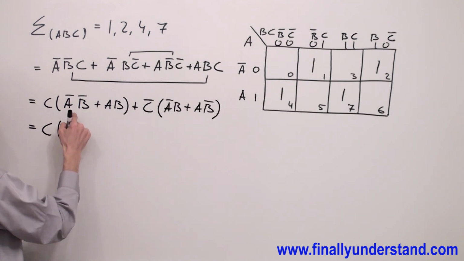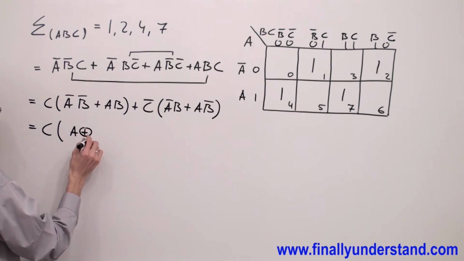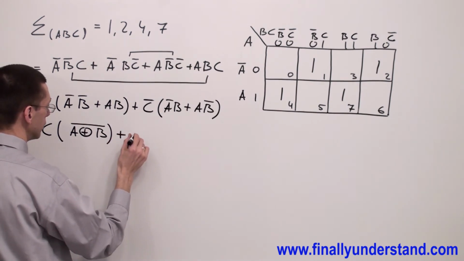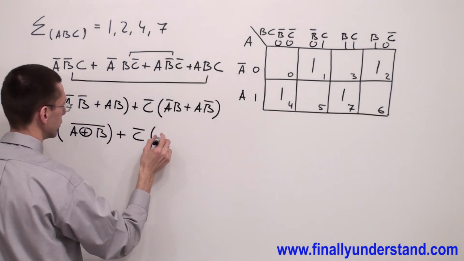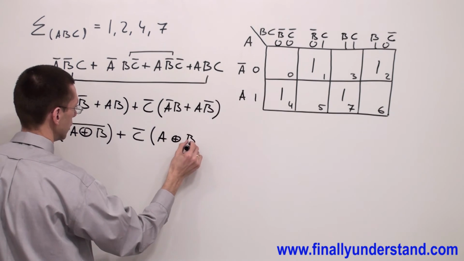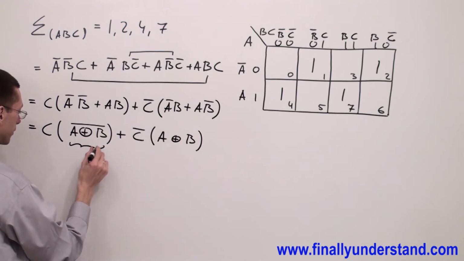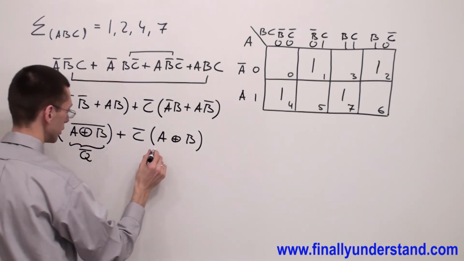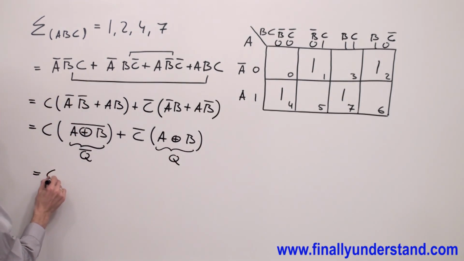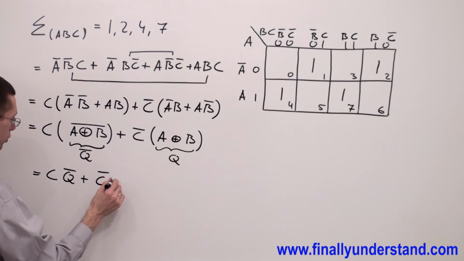equals C. This is nothing else, just exclusive NOR. I'm going to write A exclusive NOR B, or C not, and this is exclusive OR, A exclusive OR B. Because these are the complements, I'm going to call this one Q not, and this one I'm going to call Q. And I have C Q not, or C not Q.